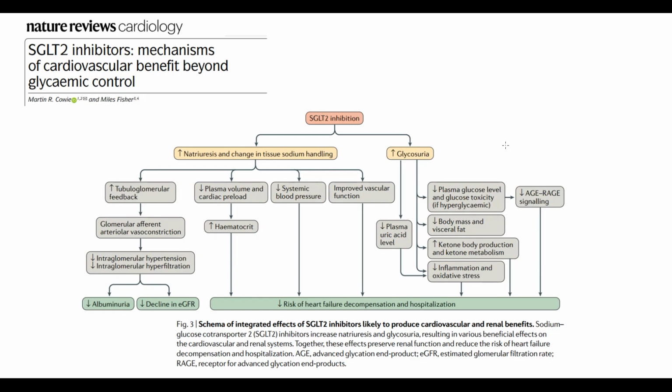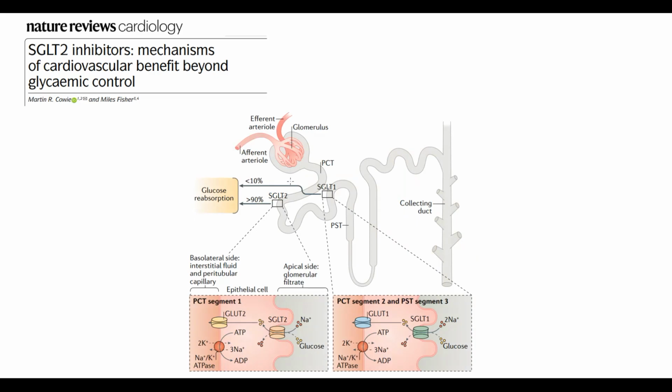SGLT2 inhibitors cause two central effects. They cause glycosuria and also they induce natriuresis. Exactly these two effects make them so effective in patients with diabetes and cardiovascular pathology. So let's explain the mechanism of their effect. SGLT2 inhibitors act on SGLT2 transporter, which is located in the proximal convoluted tubule.